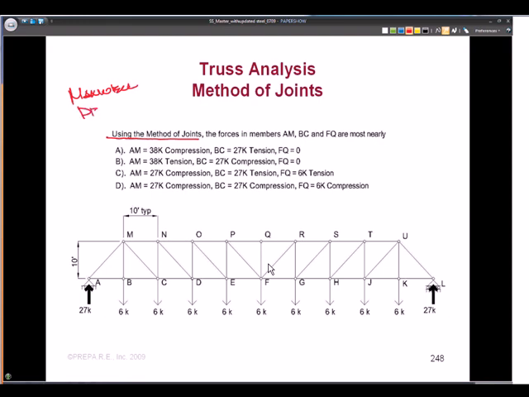Well, the first thing is don't let anybody tell you what to do, even though we are going to use the method of joints. If on the exam they say use the graphical method to solve this or use the method of sections, use whatever method you feel comfortable with. If you have a process that works for you and it's founded on engineering principles, use that method. Don't let these questions lead you down a path that takes too long. And then the next thing is find the forces in AM, BC, and FQ.